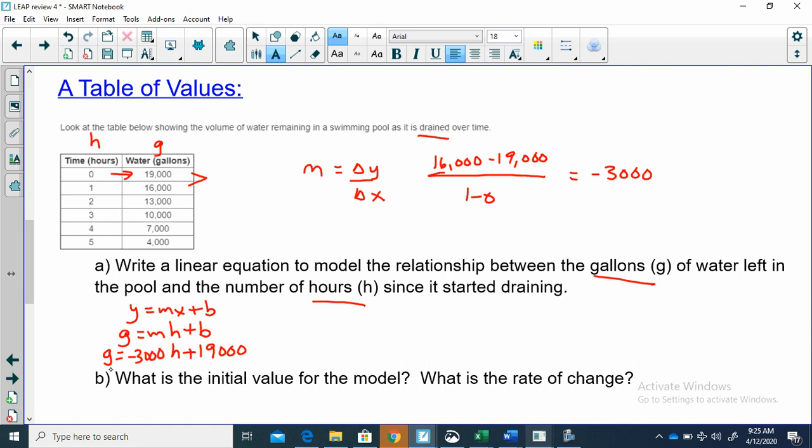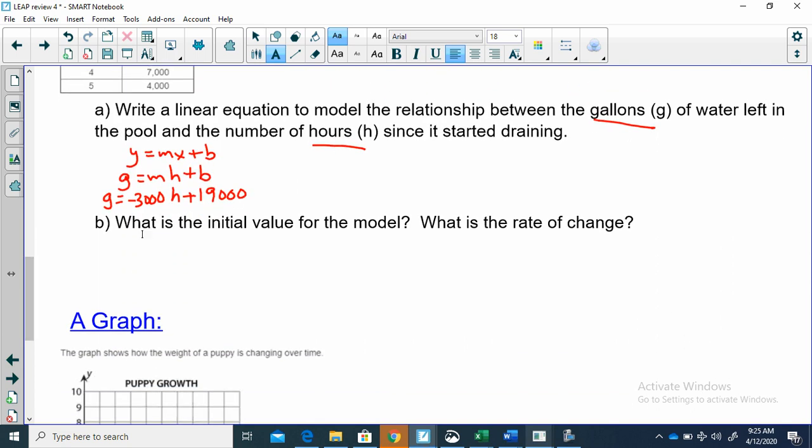Here's our equation. G is equal to negative 3,000 H plus 19,000. 19,000 is where we started. We're going down 3,000 gallons per hour. What's the initial value for the model? The initial value is 19,000. That's the number of gallons we start with. Initial means start. What's the rate of change? Negative 3,000 gallons per hour. We started with 19,000 gallons.